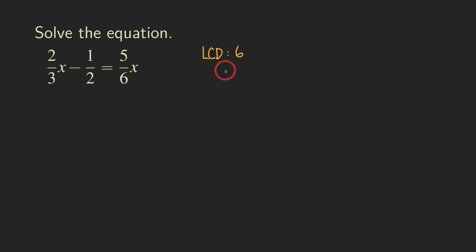Okay, now what do we do? We are going to multiply each term by this LCD here. So first we are going to copy down the whole equation, and then we'll do it like this. So watch carefully. We are going to put down 2 over 3 and then x, right? And then you are going to multiply by 6 right here. That's the LCD that we're multiplying.